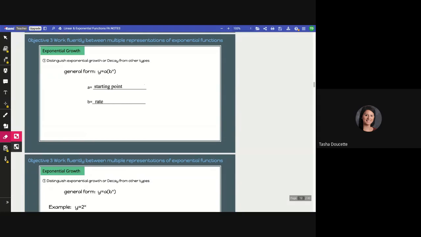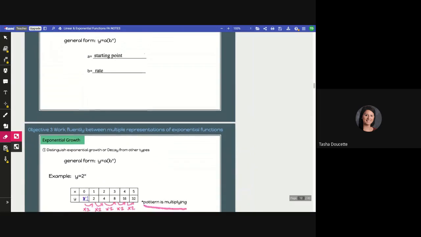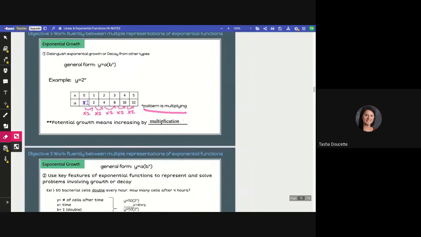The general form of this is going to be your parent function all of the time, and you'll see this throughout this entire objective: y is equal to a times b to the x power. A is going to be your starting point, and b is going to be your rate at which it is moving, whether it's growing or decaying.